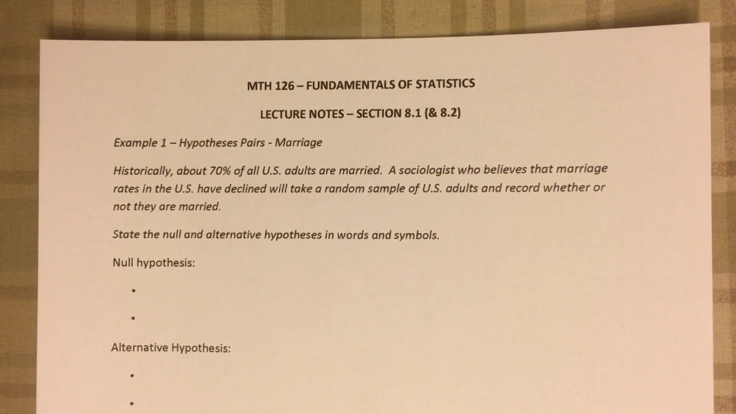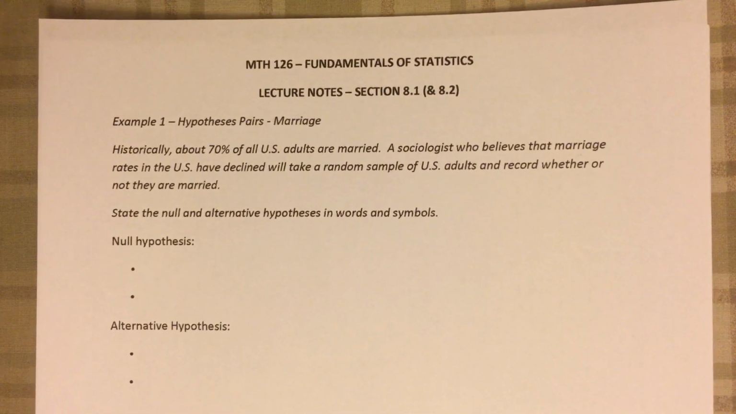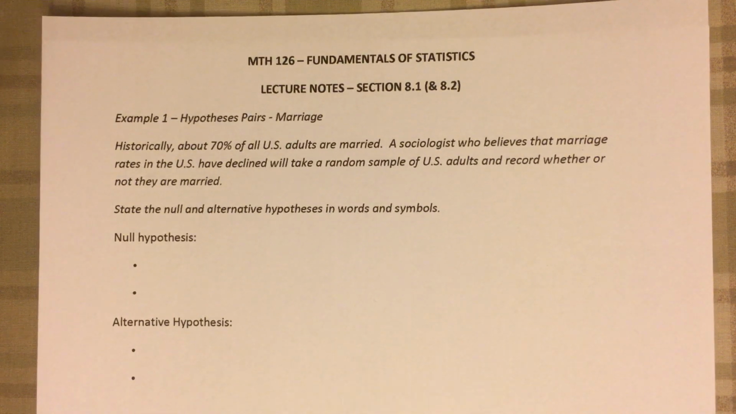All right, so in our first example here, we're just going to look a little more closely at our pairs of hypotheses for our hypothesis testing process. So historically, about 70% of all U.S. adults are married. A sociologist who believes that marriage rates in the U.S. have declined will take a random sample of U.S. adults and record whether or not they are married.